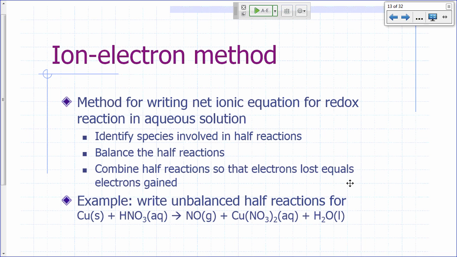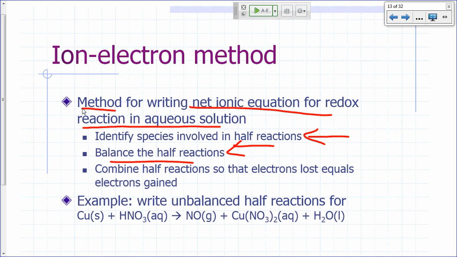All right, let's continue our discussion of redox reactions. We're going to talk now about the ion-electron method. The ion-electron method refers to a method for writing the net ionic equation for a redox reaction that's happening in aqueous solution. The way you would do this is you first identify the species, that means the ions or the molecules that are actually involved in the half reactions. So you need to identify your half reactions.